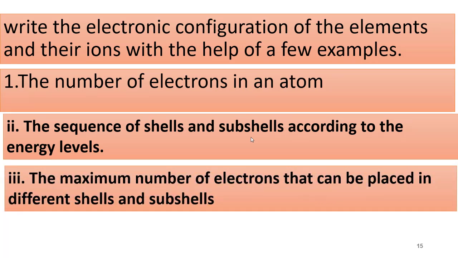And the third, the maximum number of electrons that can be placed in different shells and subshells. और आपको पता होना चाहिए कि किसी भी शेल के अंदर मैक्सिमम नंबर ऑफ इलेक्ट्रॉन्स कितने आ सकते हैं और सब शेल के अंदर कितने मैक्सिमम नंबर ऑफ इलेक्ट्रॉन्स आ सकते हैं. अगर आपको ये 3 चीजें पता हैं देन यू कैन इजीली राइट द इलेक्ट्रॉनिक कॉन्फ़िगरेशन ऑफ एनी एटम.